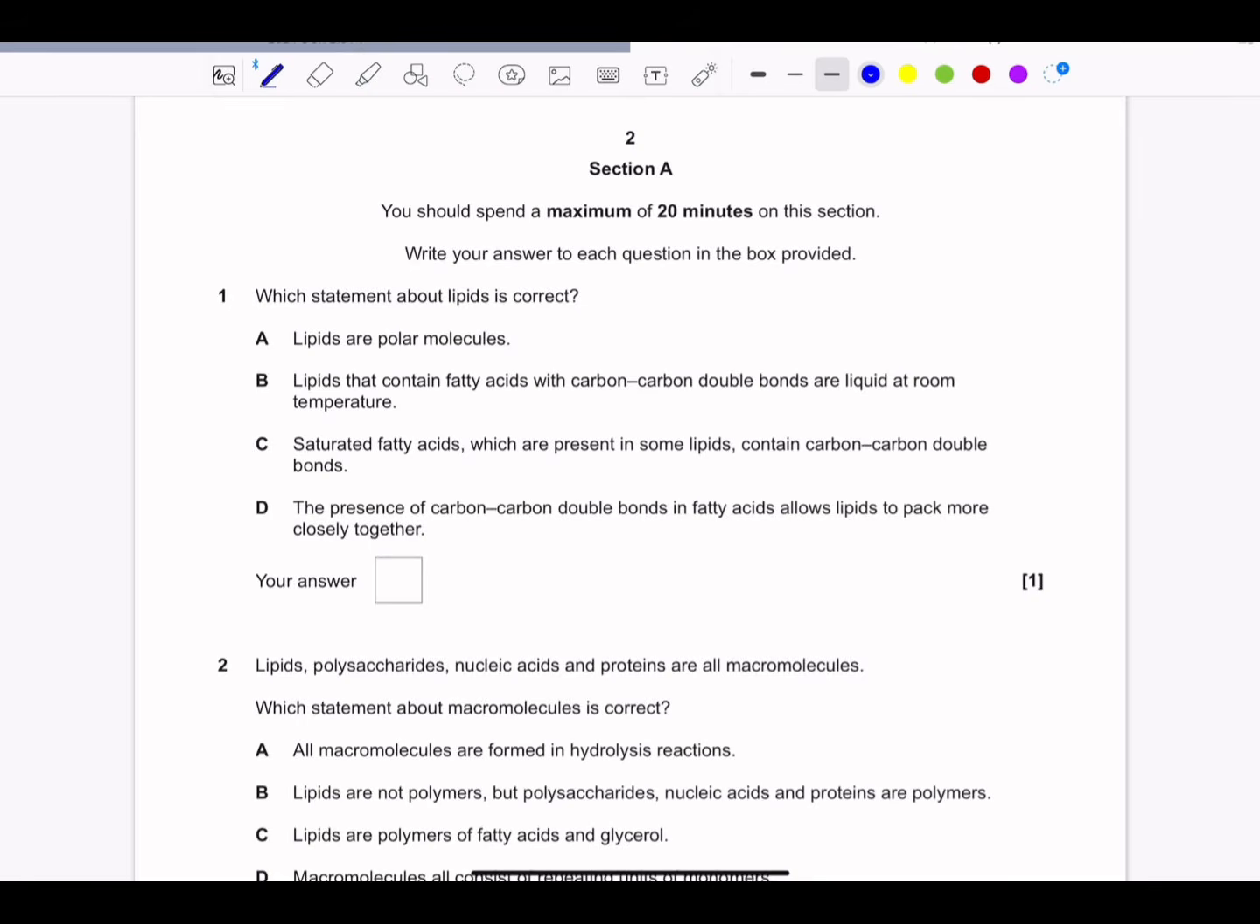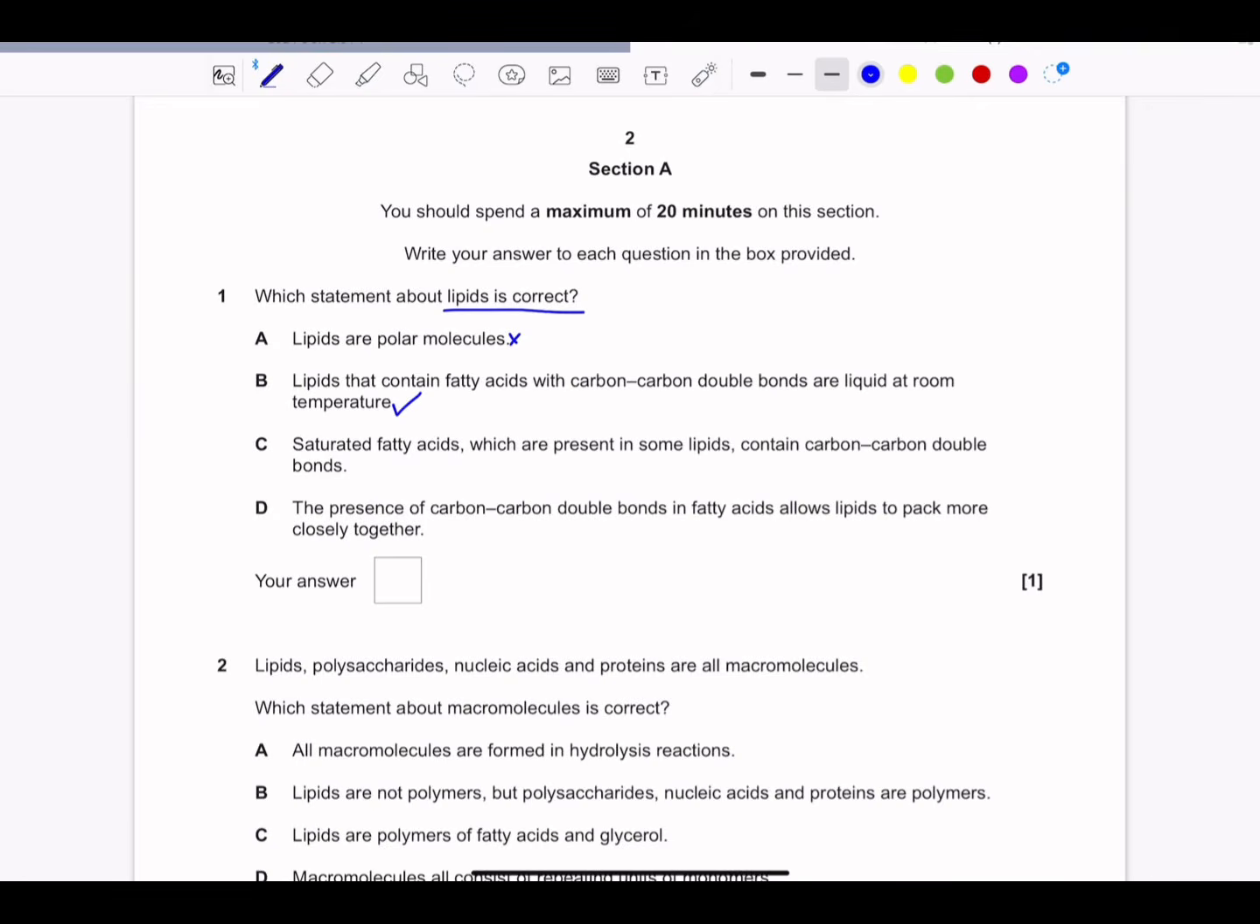First question is, which statement about lipids is correct? Lipids are polar molecules. That is not correct, they are non-polar. Lipids that contain fatty acids with carbon-carbon double bonds are liquid at room temperature. That is correct. The double bonds are what create kinks in the chain. These kinks bend the chain and prevent them from coming close together, thus reducing the intermolecular forces present, which means it has a lower melting or boiling point, thus is a liquid.